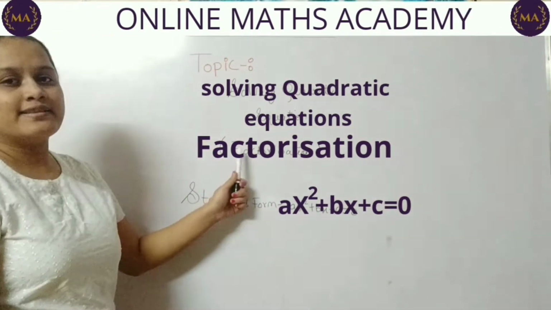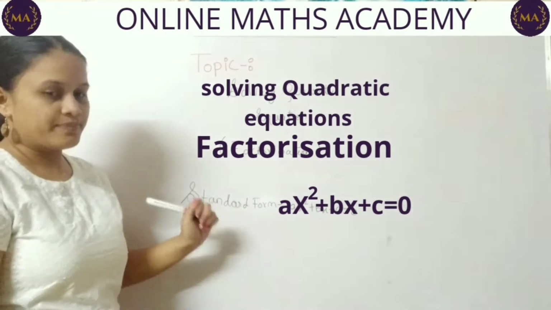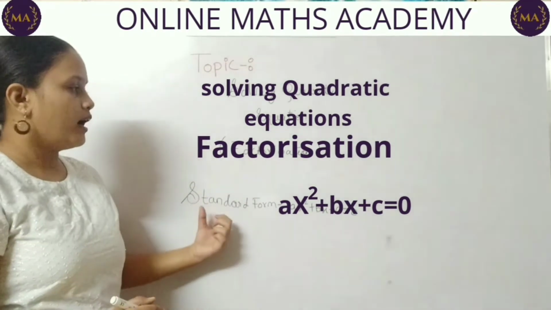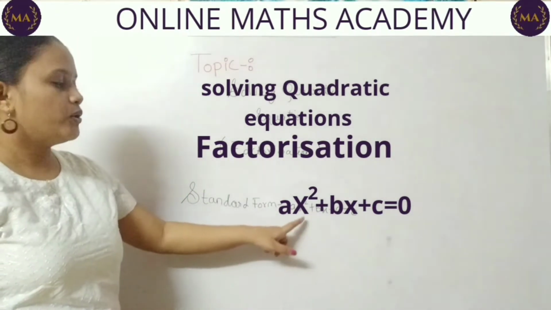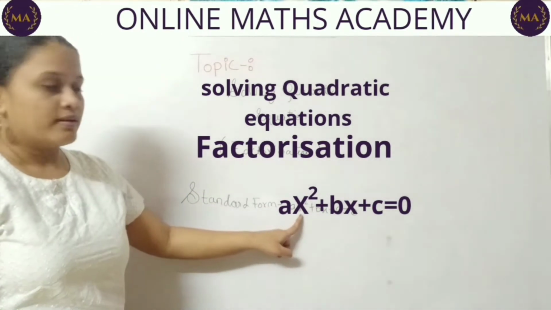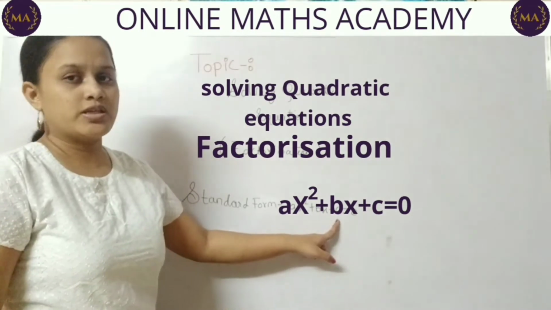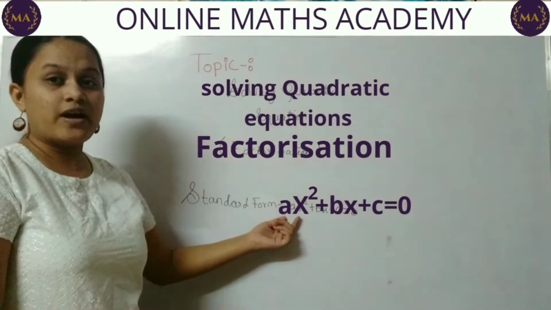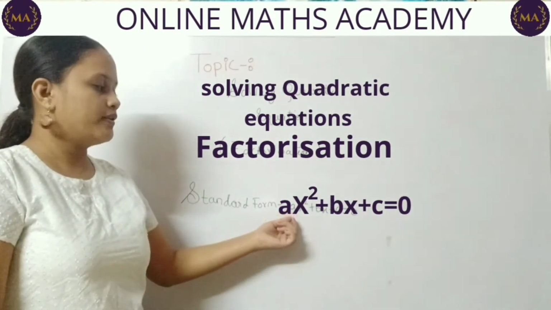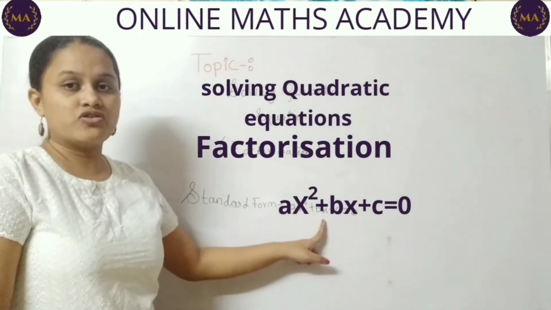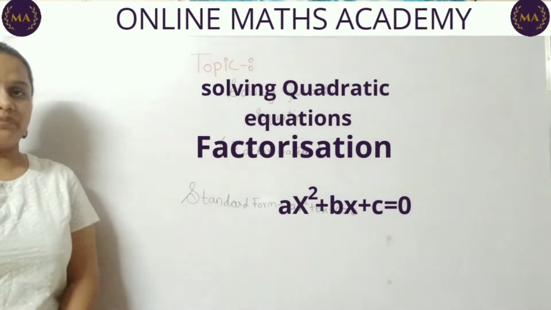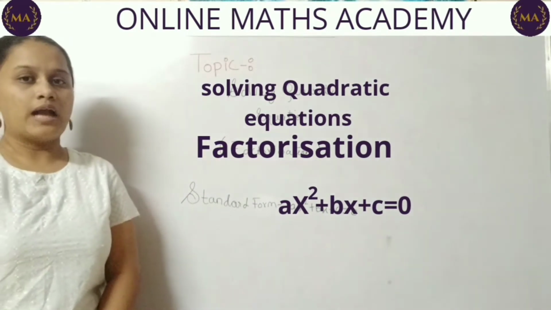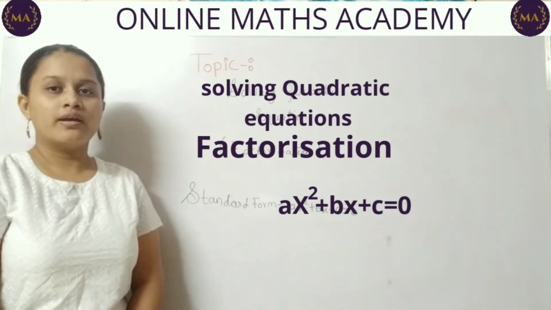Now, factorization means to find the factors. Here we'll see how to solve a quadratic equation. Solve means we need to find the value of x that will satisfy this equation. Satisfy means when I substitute the value of x in this equation, I will get 0 after simplification. So let's see how to solve a quadratic equation by factorization.